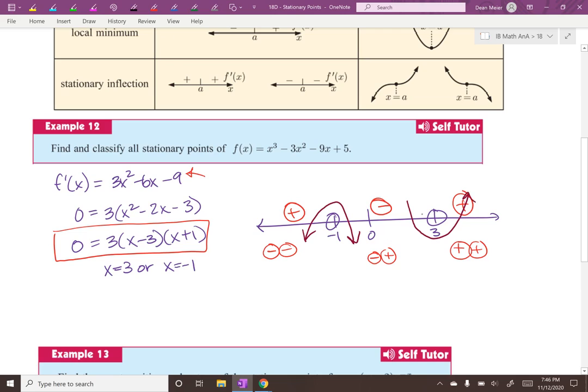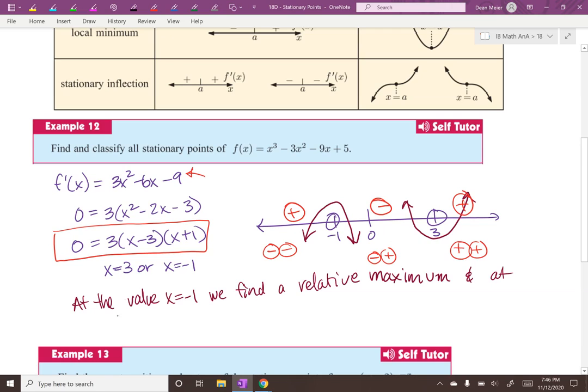And then it will start increasing. We have a minimum. So at the value x equals negative 1, we find a relative maximum. I almost said minimum. Maximum. And at the value x equals 3, we find or discover a relative min. And there you have them, classified and happy.